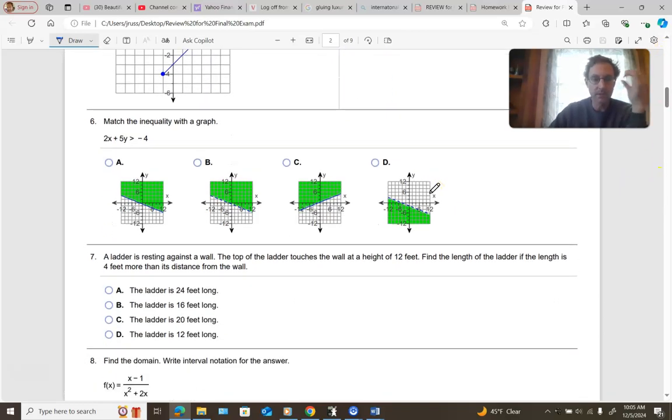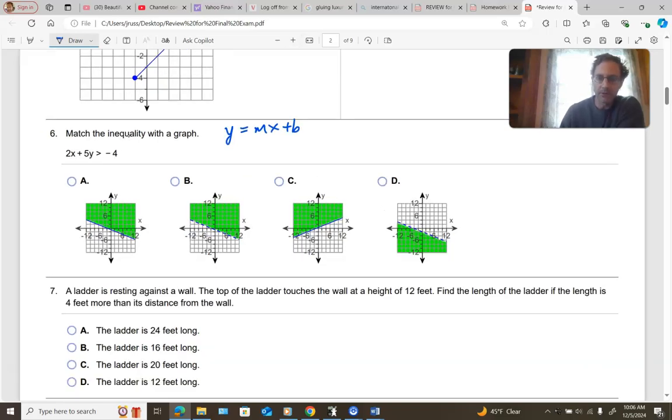Alright, number 6. This says match the inequality with a graph. So the way we did these was we treated the inequality as if it were an equation. And we graphed a line, and we looked at the inequality symbol to determine whether it was a dashed line or a solid line. Or in other words, to determine whether the points on the line were included or excluded. Okay? So the first thing I need to do is put it in slope-intercept form.